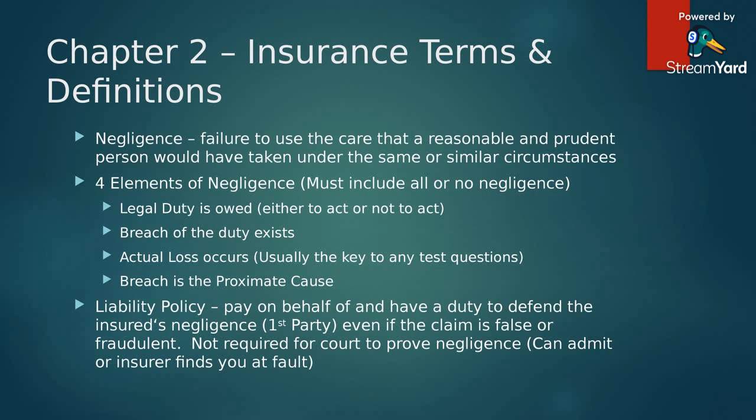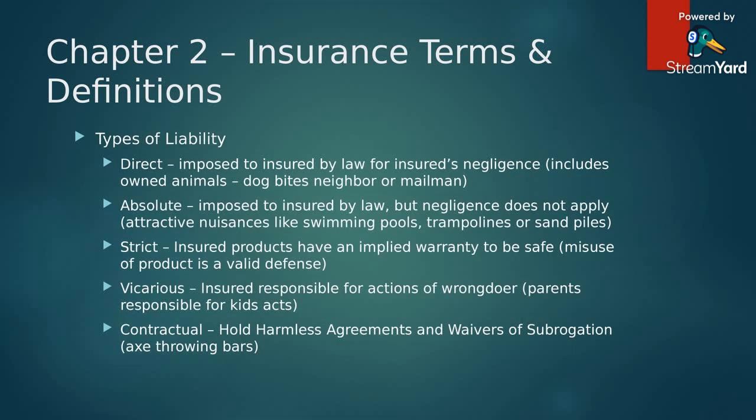Now, these different types of liability, like I said, are going to be required to know for the test because the state likes to ask a lot of questions about them. Direct liability is the first one we're going over, right? So this is imposed to an insured, the first party, by law for the first party's negligence. Now, understand that one of the things that they ask a lot of here is that owned animals actually end up being direct liability. And so in this case, if your dog bit a neighbor or the mailman or something like that, you would be directly liable for the damages to that person, okay?